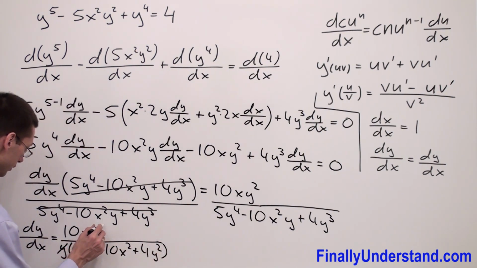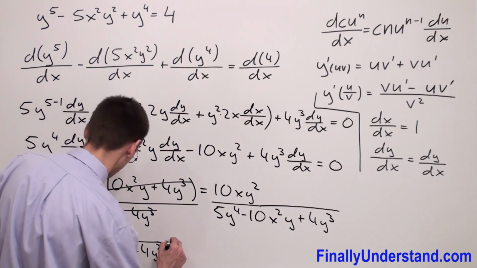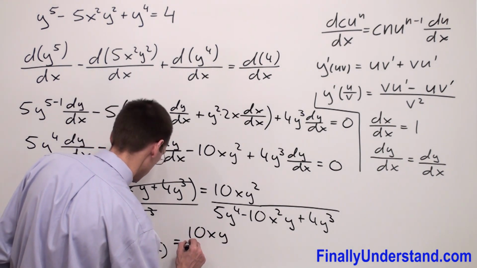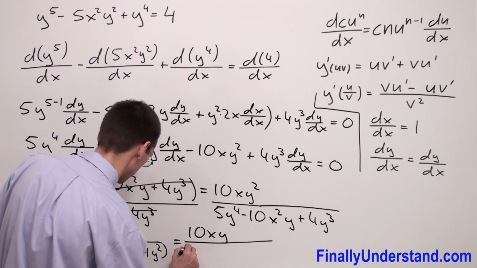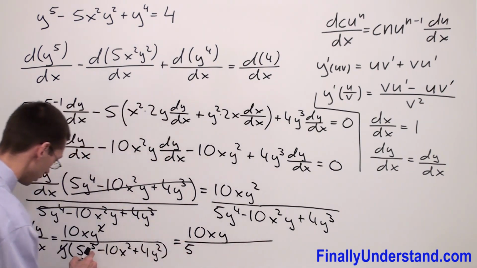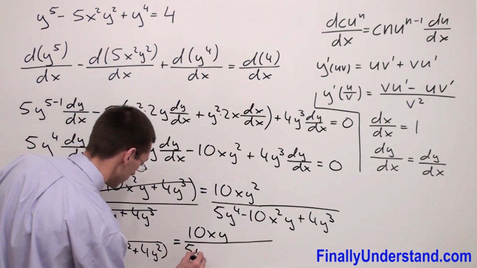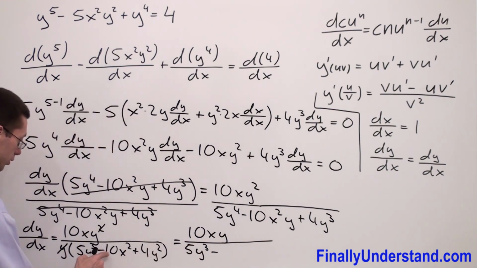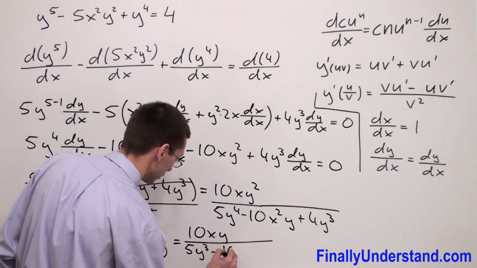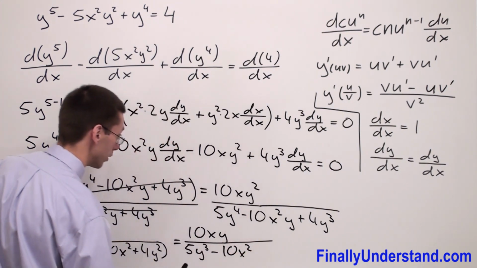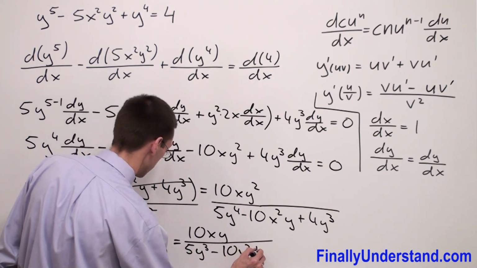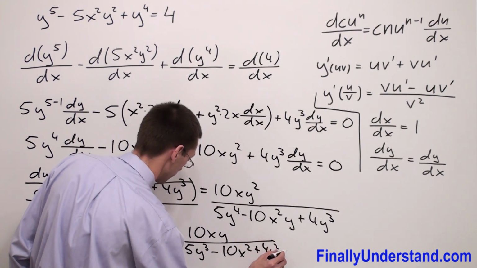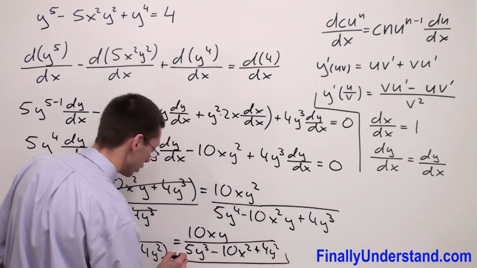Y and this square will cancel out, and I'm going to end up with 10xy over 5y to the third minus 10x squared plus 4y squared. And this is my solution to this problem.